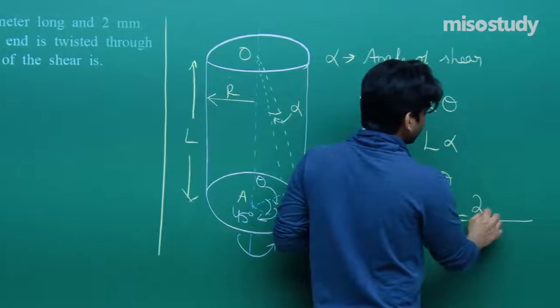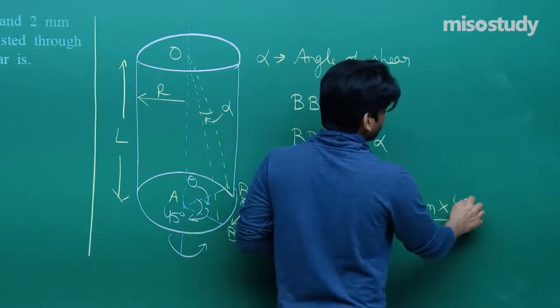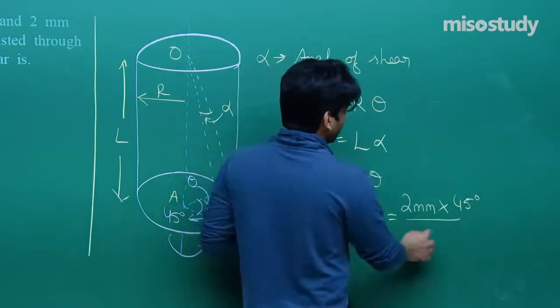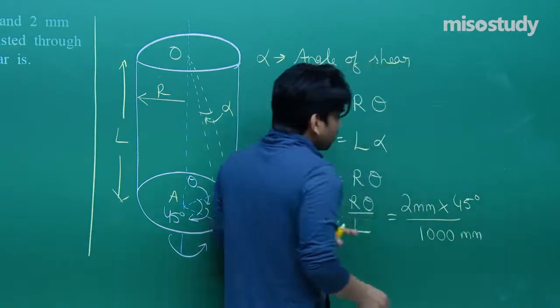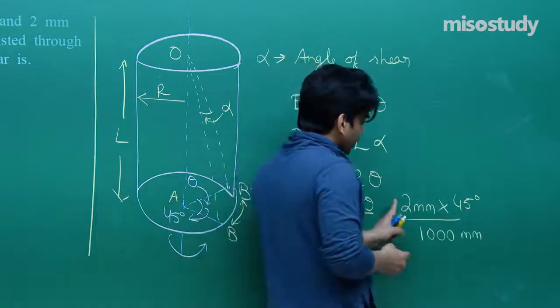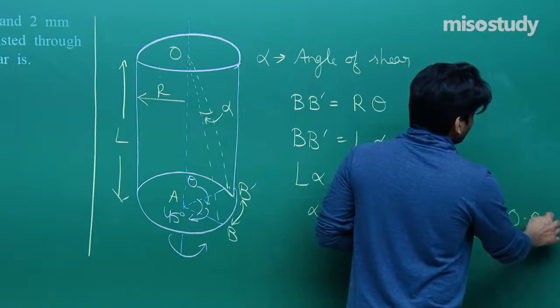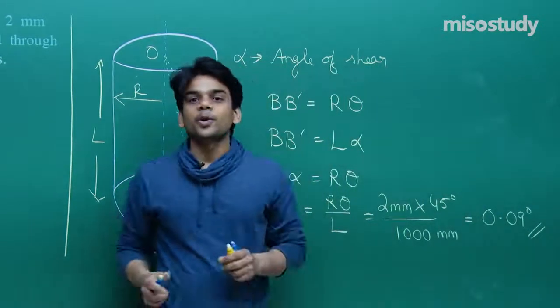Radius is 2 millimeter. Theta is given as 45 degree. Length is given as 1 meter, that can be written as 1000 millimeter. 45 into 2 by 1000, you will be getting 0.09 degree. That is, the angle of shear will come out to be 0.09 degree.